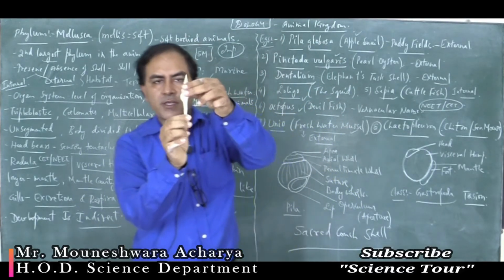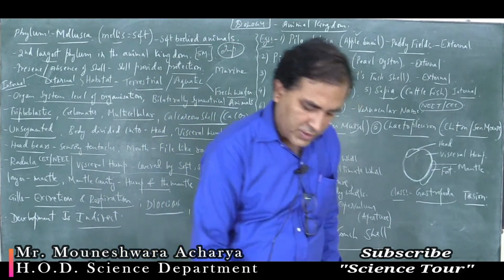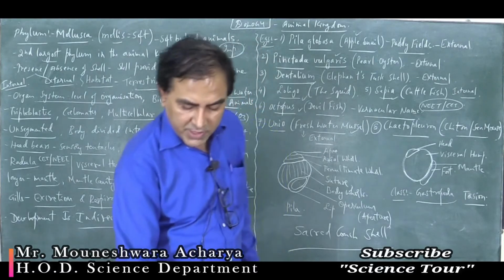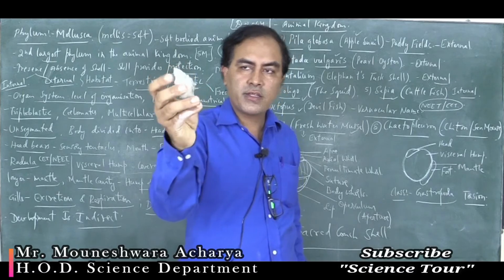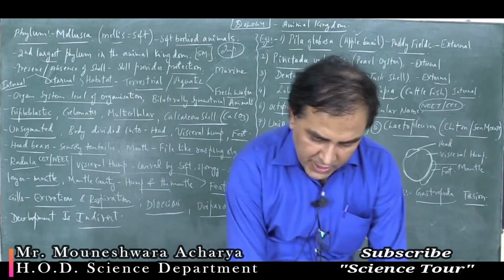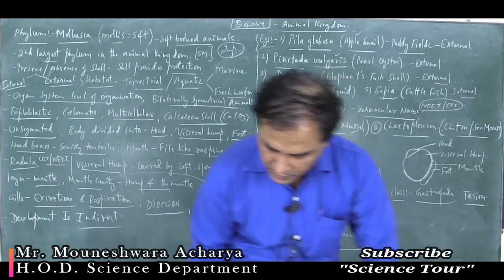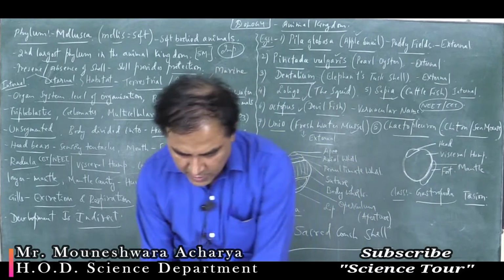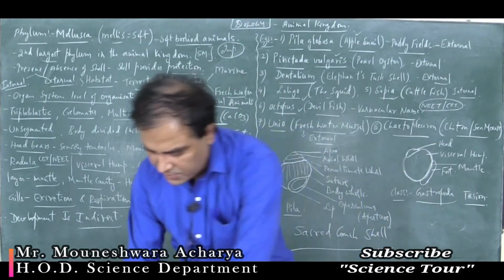See this somewhat different color. Orange mixed with the cream color. This the dark grey color. So these are the different varieties of shells for you. Then let me show some other important specimens.